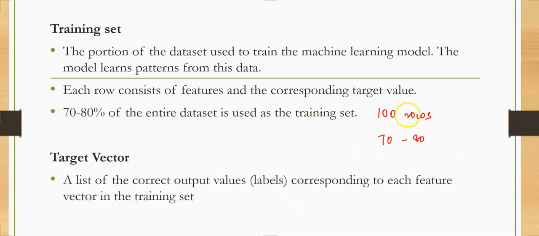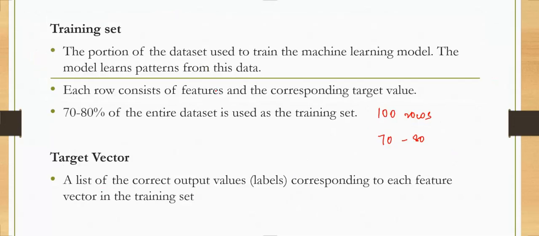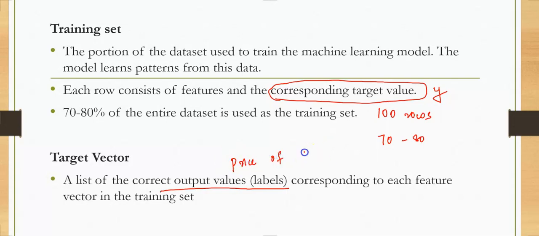So in the house price prediction, as we have seen earlier, we will have square feet, view, and number of bedrooms, and also the target value. It's important that the training set includes the corresponding target value, that is y, along with the data. And what is the target value? The list of corresponding output values. In house price prediction, it is the price of the house, that is the output value corresponding to each feature vector. So the example is given here.